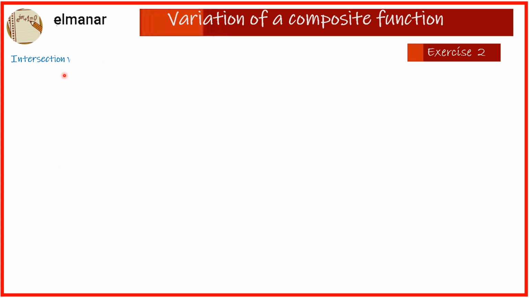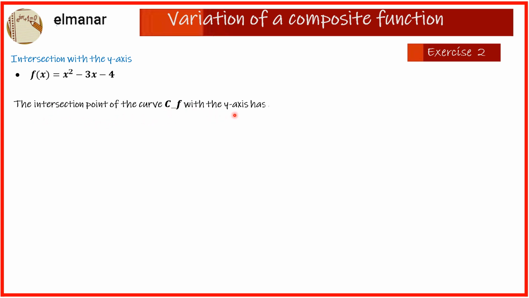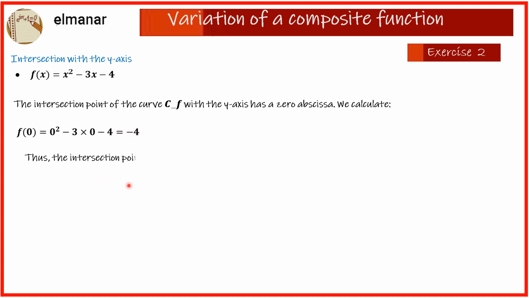Intersection with the y-axis. The point where the curve CF intersects the y-axis has an x value of 0. We calculate f of 0 by substituting 0 into the expression. 0 squared minus 3 times 0 minus 4. Since 0 squared is 0 and 3 times 0 is also 0, we're left with negative 4. Thus, f of 0 equals negative 4.